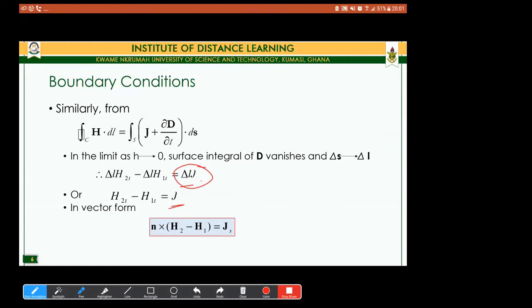And the tangential component is what? The cross component. The normal component is n dot, whatever, B or D, n dot B or D. But the tangential component is cross, so n cross E or n cross H. So then we have n cross (H2 minus H1) equals JS. So it means also the tangential component of the magnetic field intensity is not continuous across the interface. And the amount of discontinuity is equal to the surface current density, which is JS.